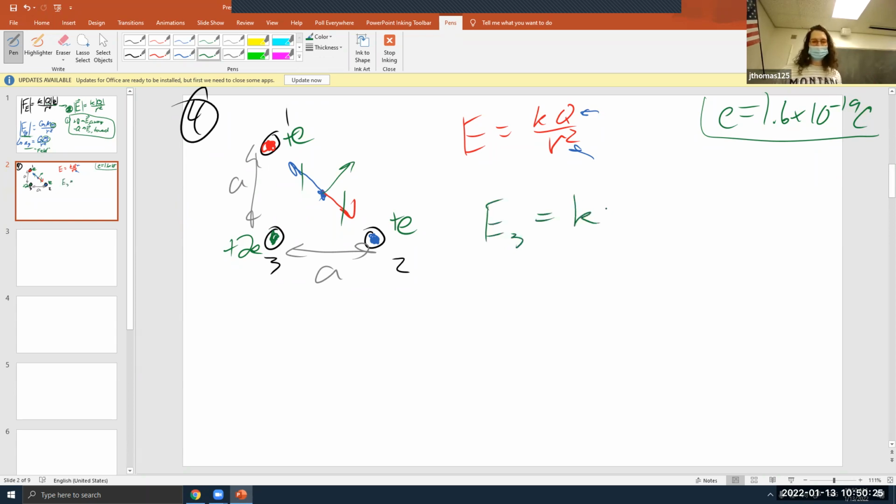And that is going to be K times Q3, and we'll go ahead and put absolute values just to be safe, over R squared. Now, for that R squared distance, what is the distance going to be? This might take a little bit of geometry to get. We need the distance from here to here. I know that this side is A, and there are multiple ways that you can get this distance.